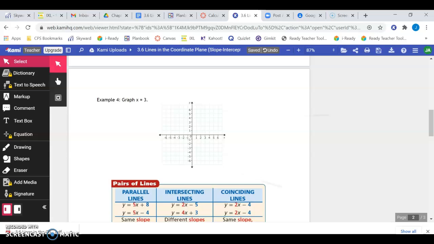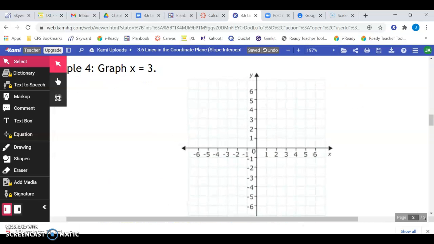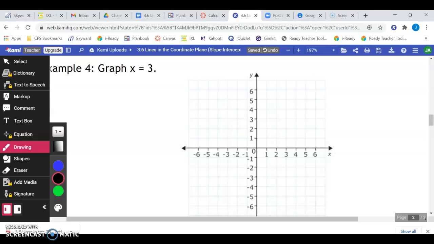All right, example 4, we are going to graph x equals 3. This is not in the form of y equals mx plus b. There is not a y. So what we know is x equals 3. So on the x-axis, we're going to put a dot at 3.